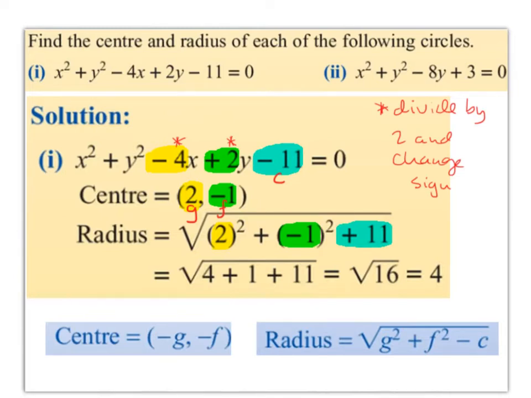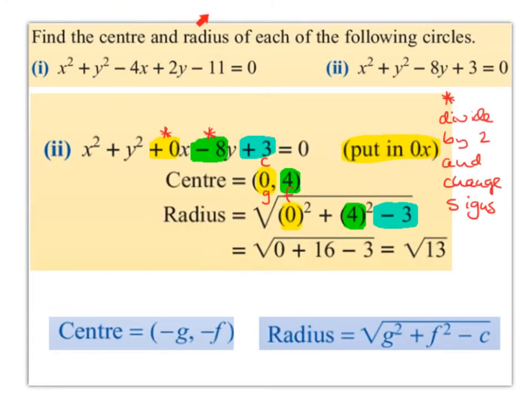Then to get the radius, we put it into this formula, the square root of g squared plus f squared minus c. So we get the square root of 2 squared plus minus 1 squared minus minus 11, which gives us plus 11. And that ends up giving us 4. So the radius is 4.